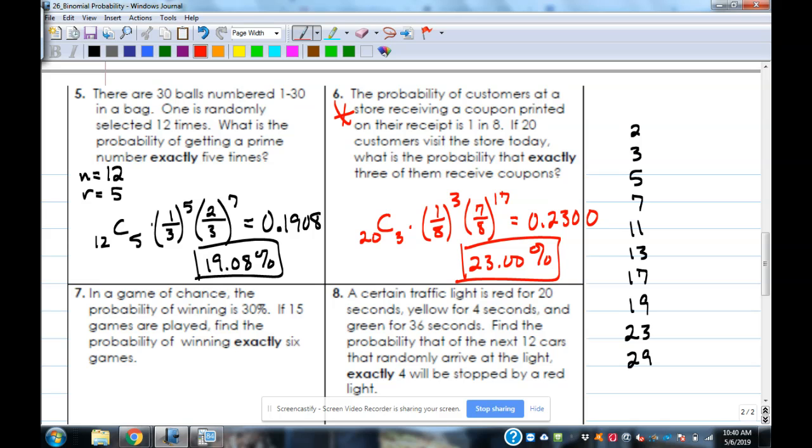So almost a 25% chance of 3 people getting that coupon out of 20. All right.